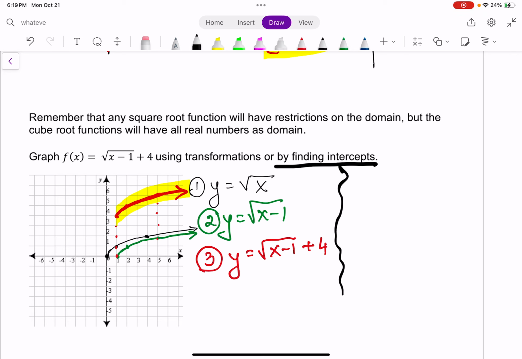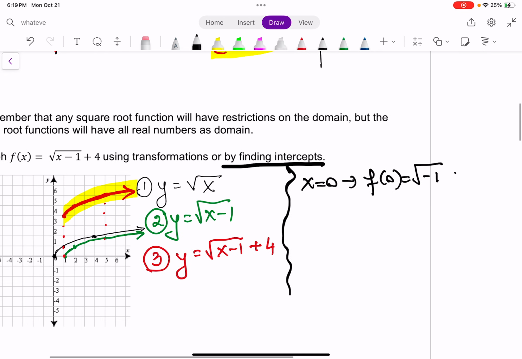And you can see, let's find intercepts. In other words, let's make x 0 and find y. So plug in a 0 for x. What do we get? Well, we're going to get the square root of 0 minus 1, which is negative 1, plus 4. That's an imaginary answer. So it does not produce a real number. We cannot plug in 0. It's not in the domain.